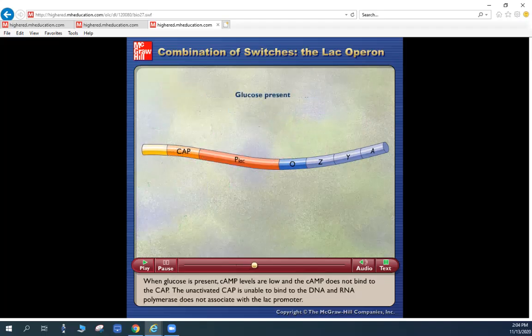When glucose is present, cAMP levels are low, and the cAMP does not bind to the CAP. The unactivated CAP is unable to bind to the DNA, and RNA polymerase does not associate with the Lac promoter.